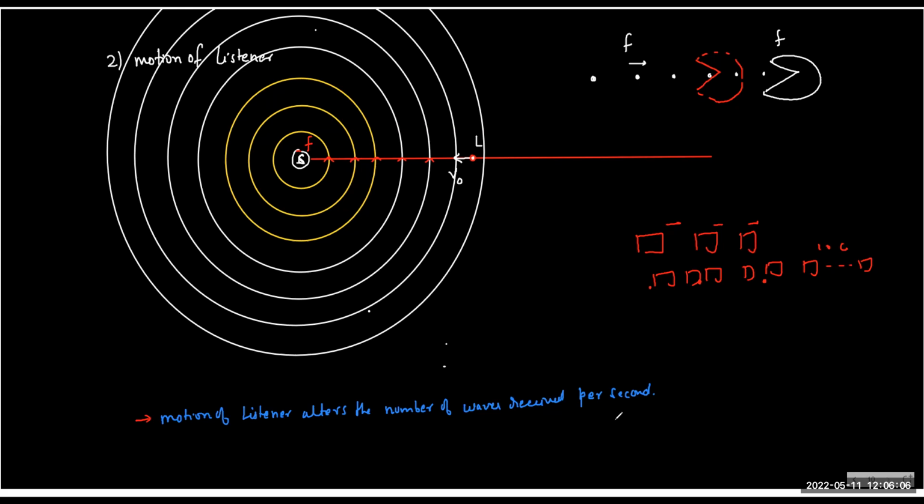So when source and observer both start moving, then both get affected. One is the wavelength and the other is the number of waves received per second. So all the calculations that we are going to perform will be in accordance with these two changes. So we'll see how to calculate the apparent frequency.